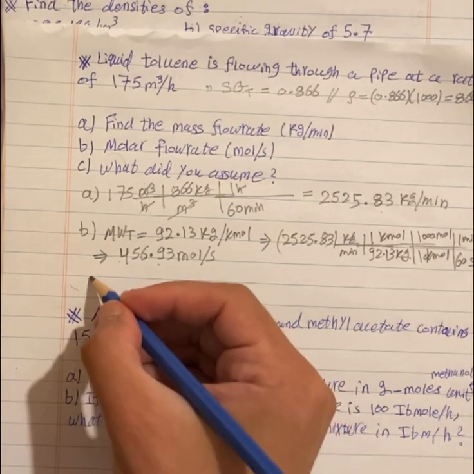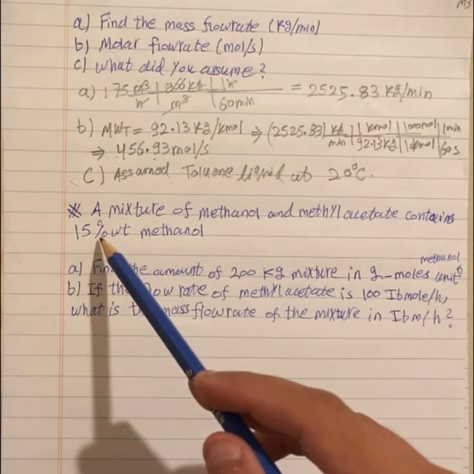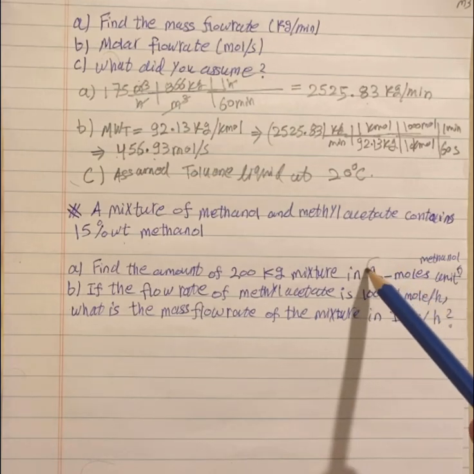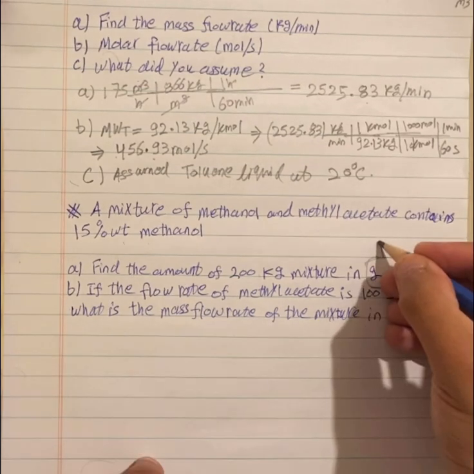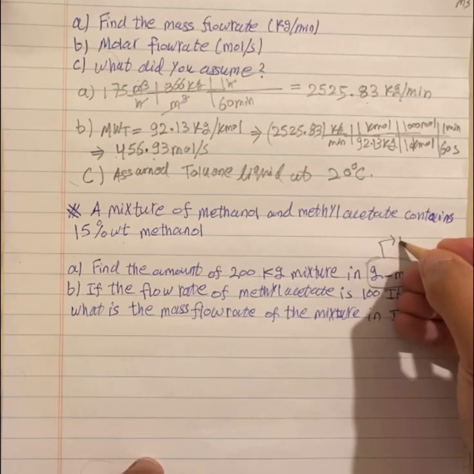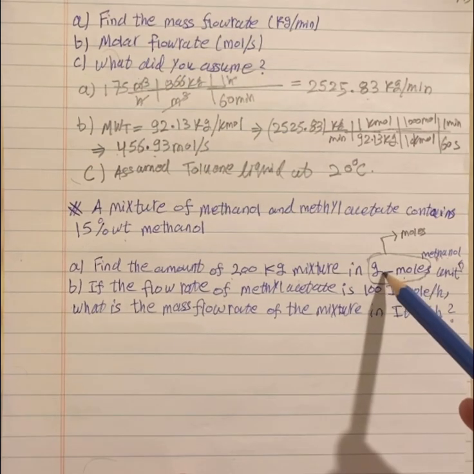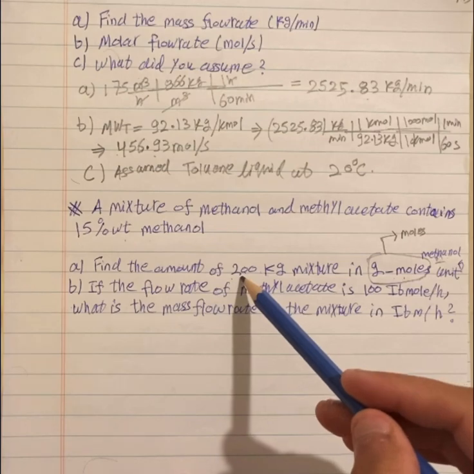This is the assumption. A mixture of methanol and methyl acetate contains 15% by weight of methanol. Find the amount of 200 kilogram mixture in gram moles unit of methanol. Whenever you see gram mole, it's just moles. Whenever you see kilogram moles, it's just kilomole. That's the meaning. We want to find the mole amount of methanol given 200 kilogram mixture.